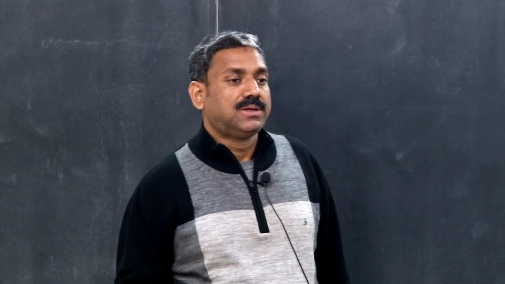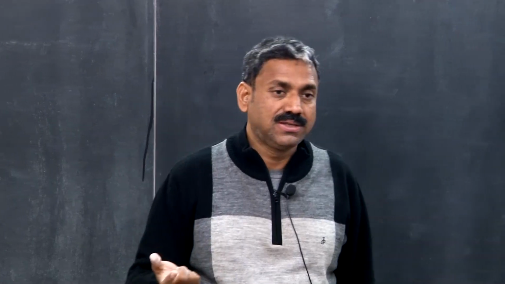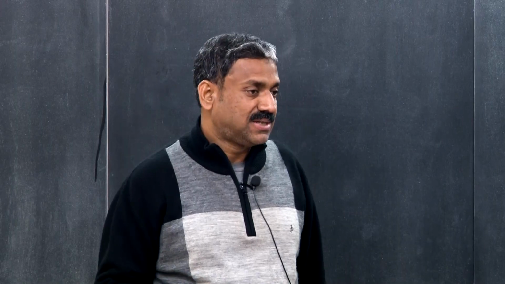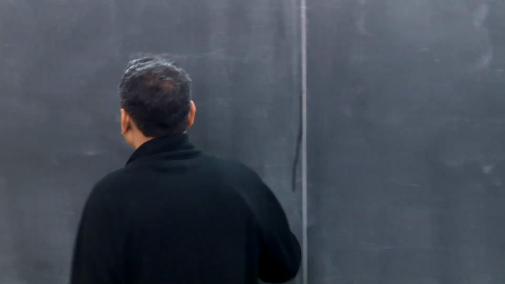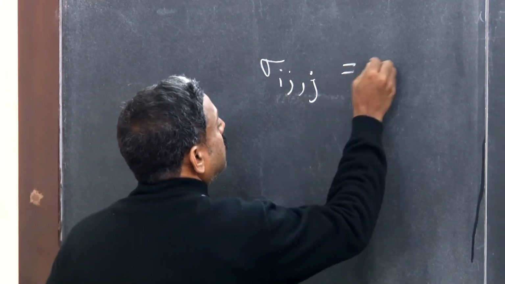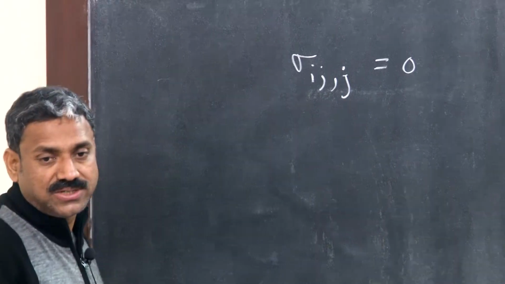You can recall that in your solid mechanics course, if it is infinitely small deformation, then everything is expressed in the Cauchy stress tensor. And that's where you have written that sigma ij comma j is equal to 0. That was the equilibrium equation in terms of the Cauchy stress tensor.